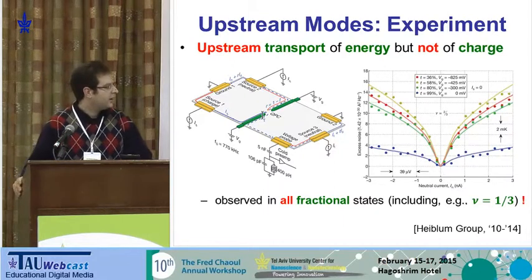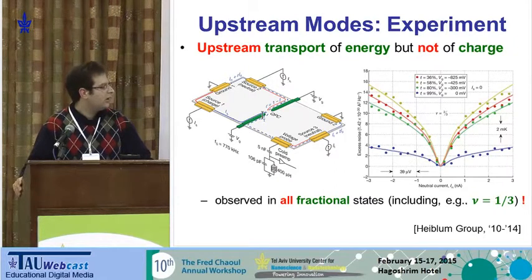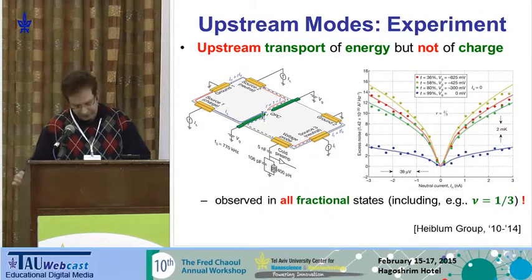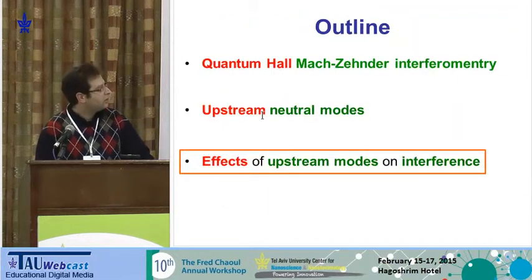What we realized is that we have two confusing observations. On the one hand, we see that in all fractional quantum Hall states, we see modes propagating in the opposite direction, in the upstream direction. And on the other hand, we see that in all fractional quantum Hall states, we do not see interference in the Mach-Zehnder interferometer. So we are telling ourselves, could it be that those two observations are related? Could it be that those upstream modes are the things that suppress interference? So for that, we need to do a calculation.